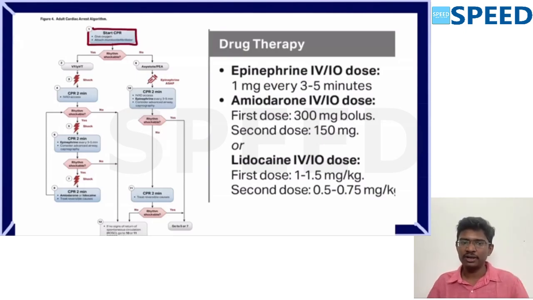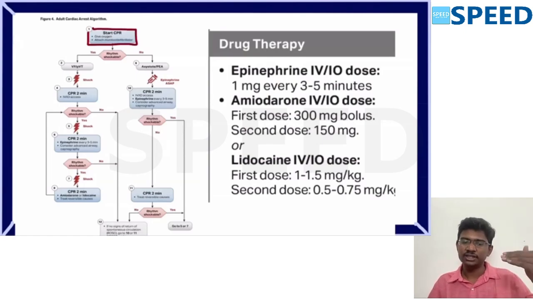If it is shockable, like if the patient is having VT or VF, then give shock, then do CPR for 2 minutes, followed by checking the rhythm again, whether it is shockable or non-shockable. If it is shockable, again CPR for 2 minutes. Here you can give epinephrine every 3 to 5 minutes, and the dosage is 1 mg IV or intraosseous every 3 to 5 minutes.